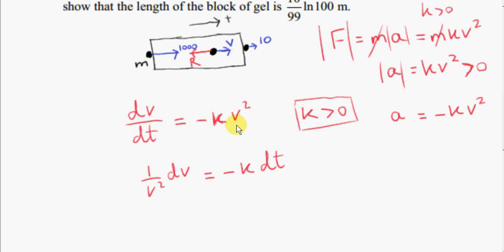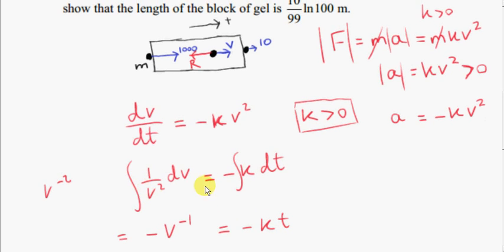So we separate out the variables, v's on one side, t's on the other side. The k is just a constant, of course, a positive constant. We take the integral of both sides. Now, this is an easy integral to get. This is v to the minus 2. So when we integrate v to the minus 2, we add 1 onto minus 2, giving minus 1, and we have 1 over minus 1. So we get minus v to the minus 1. And on the right hand side, we get minus k times t, integrating the constant with respect to time. So we just multiply the constant by time.